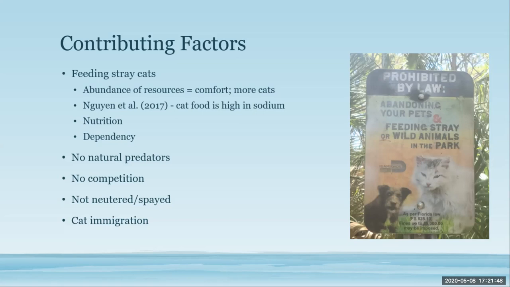Not only is it where the cats are being fed or how much the cat is being fed, but it's also what the cat is being fed. So what exactly are feral cats being fed? The answer to that is cat food. So cats have very specific needs. So there's a study, Nguyen and colleagues in 2017, that states that cat food is high in sodium. Why exactly is it high in sodium? Well, it's to prevent kidney stones.